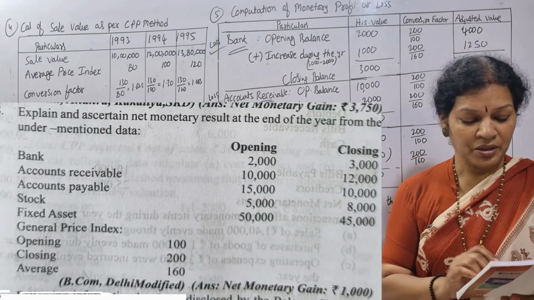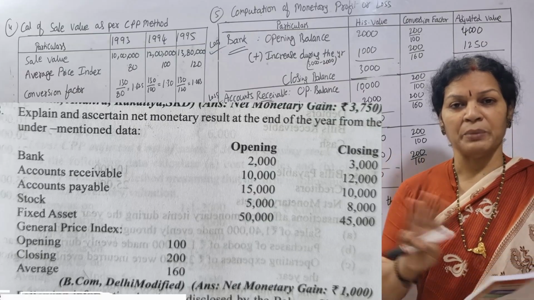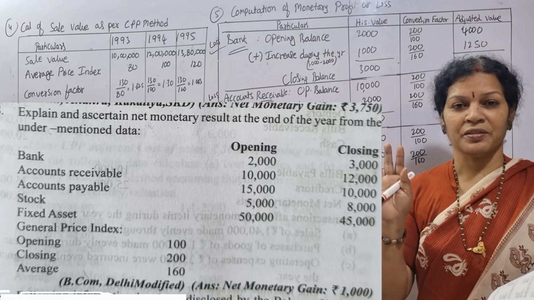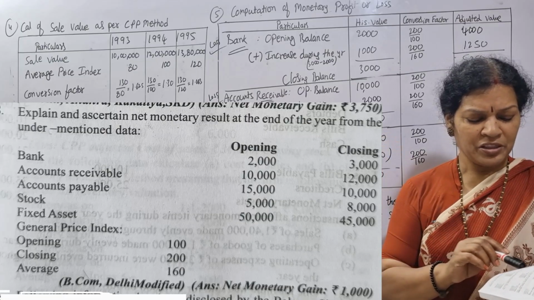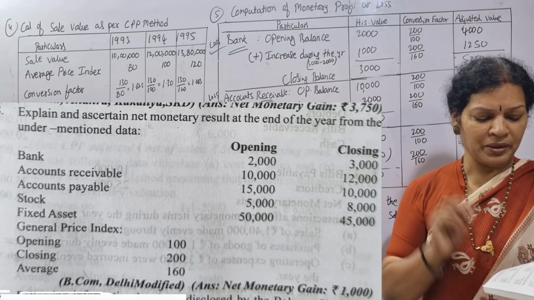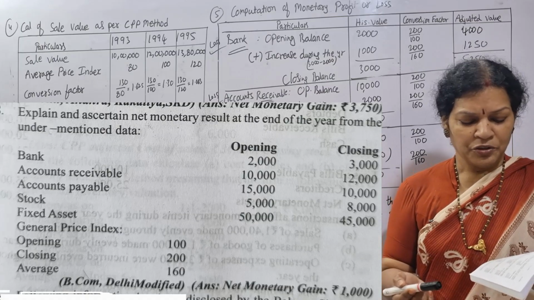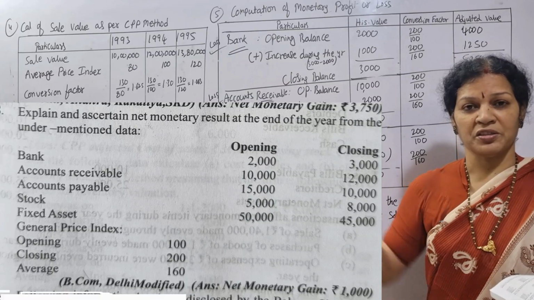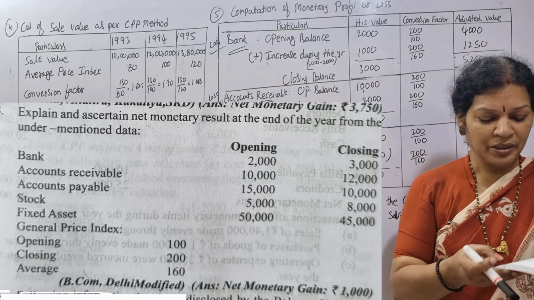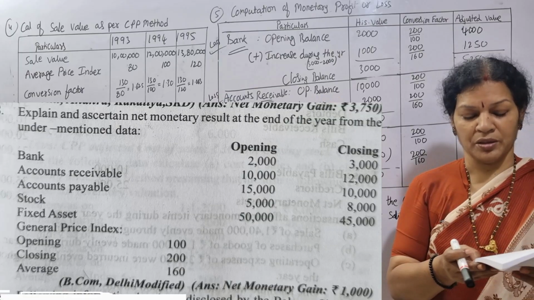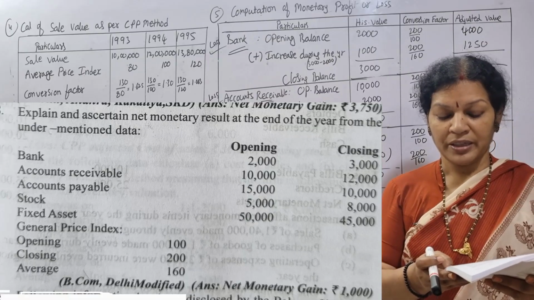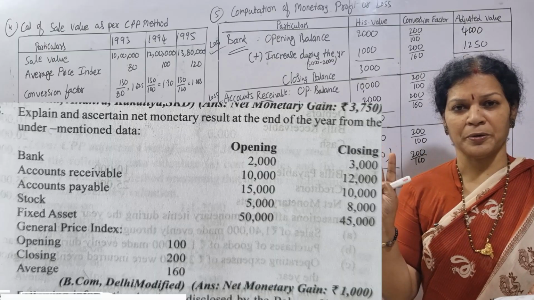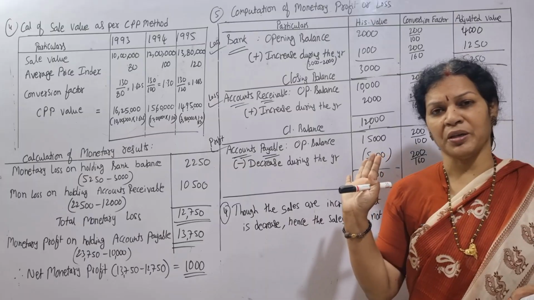Now what we are going to consider? Bank, accounts receivable, accounts payable only, not anything. These two, stock and fixed assets, just ignore it. Now next to general price index: 100, 200, 160. For general calculations we'll say 200 by 100. For increase or decrease, 200 by 160, same like this problem. Ultimately, your answer must be 1000. Here you are going to get a net monetary gain of 1000. Clear? 2 problems are given to you as homework. Same like this problem. Work out and see.